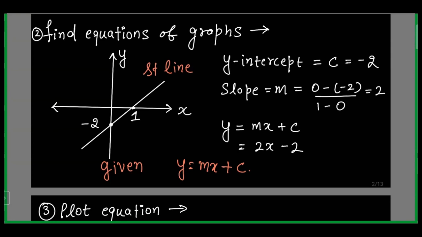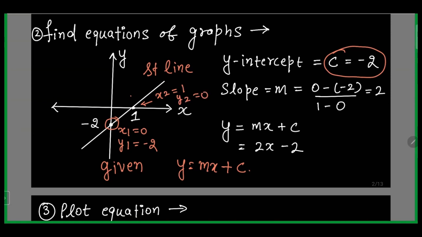So what is c? c is the point where the line cuts the y-axis. You can clearly see the line is cutting the y-axis at this point, which is -2. So your c is -2. The y-intercept is -2. Now we want to know the slope. Again, we will use the same method to find the slope. So this is my x1 equals 0 and the value of y1 is -2. At this point, my x2 is 1, but my y2 is 0. You can clearly see that on the first point, x is 0, but y is -2. And on the second point, x is 1, but y is 0.